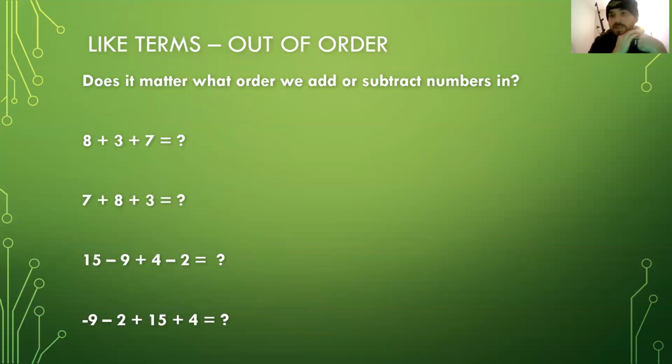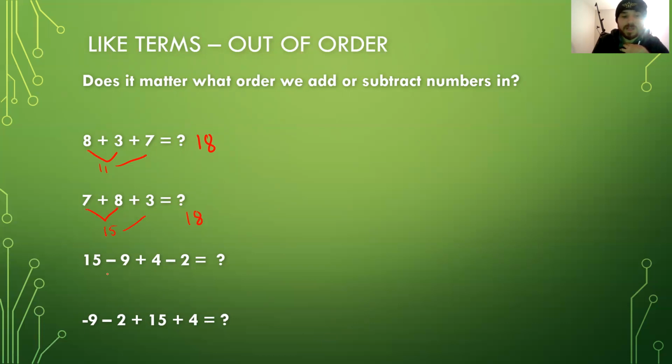Now, a quick question, and this is more of a side note to introduce what we're going to do next. But we're talking about like terms out of order here. So the question is, does it matter what order we add or subtract numbers in? And this is specifically when we're talking about just adding and subtracting. If we throw multiplication in here, it definitely matters. But with just addition, it actually really doesn't. So if we have 8 plus 3, that gives us 11. 11 plus 7, that's 18. Here we have 7 plus 8, that's 15. Plus 3, that's also 18. So even though we change the order, we still get the same answer of 18.